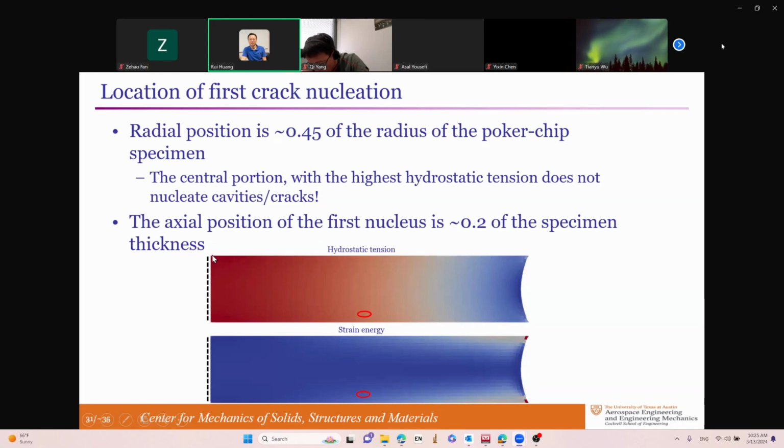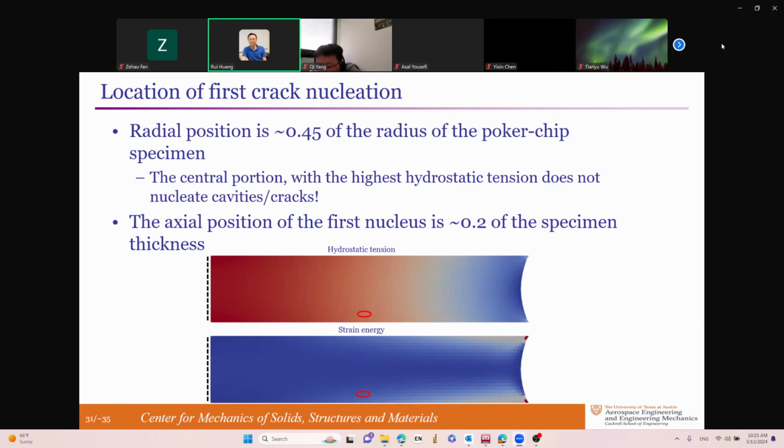You anticipate nucleation to occur at this location, but the actual location is somewhere here. Seems that what we need is a condition that is competitive. You need pressure that is high enough, that means closer to the center. You also need some strain energy in order to pop cracks. This is an incompressible material. High hydrostatic stresses don't provide any energy associated with it.